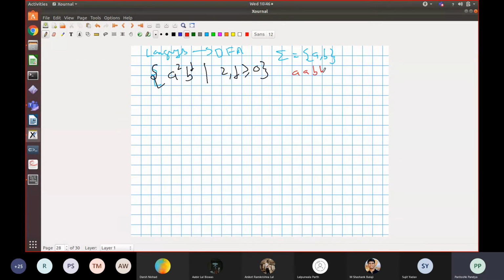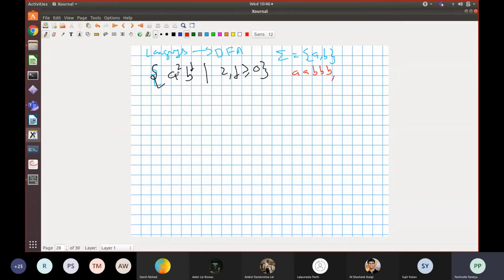A, B, B, B, right? So I've got A to the power 2, that is A A, and B to the power 3, which is the string B, B, B, and it's the concatenation of these two things. So I've got A, A, B, B, B. So basically a sequence of A's followed by a sequence of B's, right?